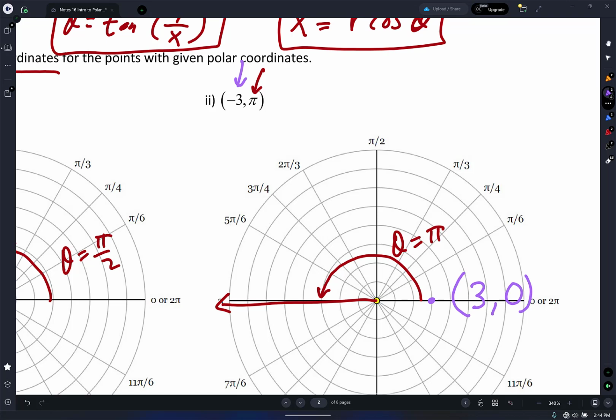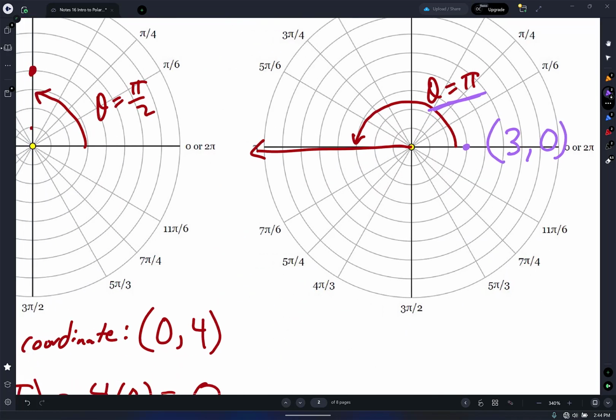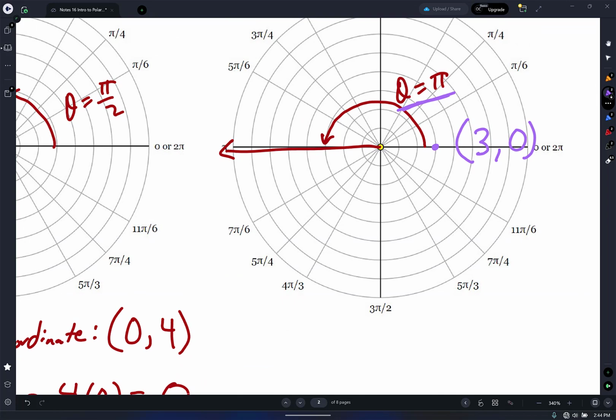Do you see how I got that point? Let me show you what I did. I looked at that pi first. You go to pi. And then -3, you're going to count backwards from the origin. 1, 2, 3. You go backwards. Do you see how we did it? Pretty simple, right, guys? Perfect. If you want to use formulas, you can, but you don't need to when it's this simple.